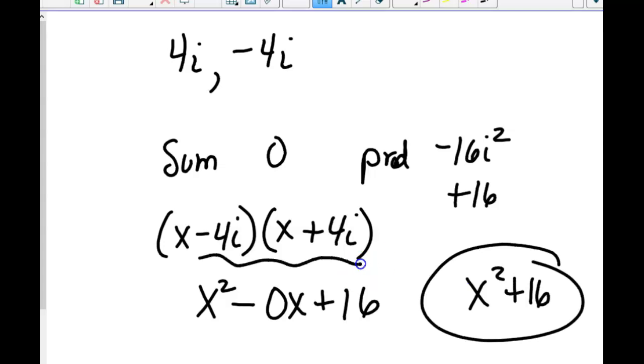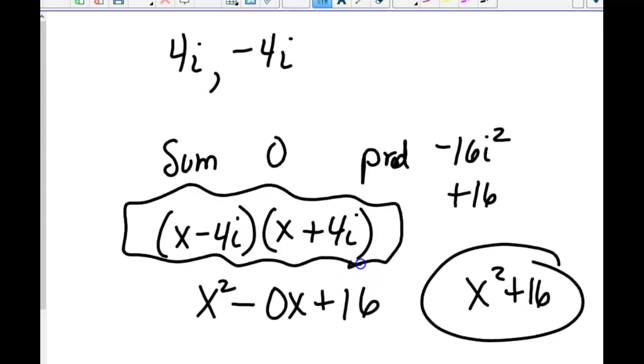Now, we have to be very clear on something. Does x squared plus 16 factor? Only if we factored it with i's, right? It does not factor. Some of you on the quiz, you got down to that answer and then you decided it factored x plus 4 and x minus 4. But at the beginning of this problem, I said the zeros were imaginary, right? Okay.